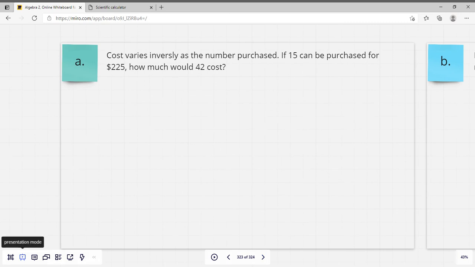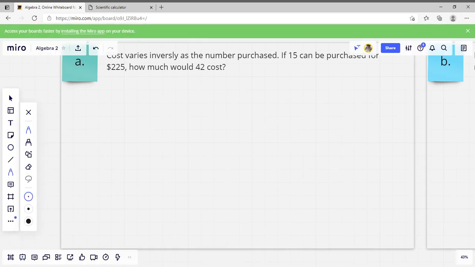Alright, so work those practice problems and then I'll come back and work them for you. Alright, so here's our first one. Both of these are inverse ratios. So the cost varies inversely as the number purchased. So we've got cost equals K over the number. Or we could say cost 1 over cost 2 equals number 2 over number 1. Okay, we flipped that second ratio. If 15 are purchased, that's going to be our number 1. For 225, that's going to be our cost 1. How much would 42 cost? This is going to be our cost 2.